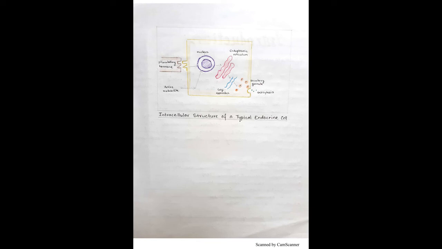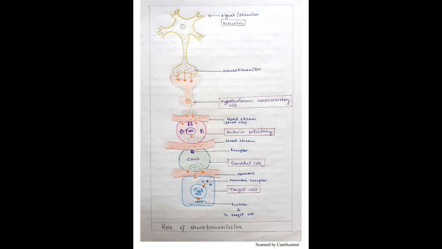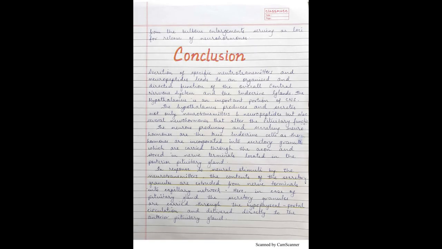On the basis of the above mentioned facts, I have come to the conclusion part of this presentation that the secretion of specific neurotransmitters and neuropeptides leads to an organized and directed function of the overall central nervous system and the endocrine glands, out of which hypothalamus is an important portion. It produces and secretes not only neurotransmitters and neuropeptides, but also several neurohormones that alter the pituitary function.